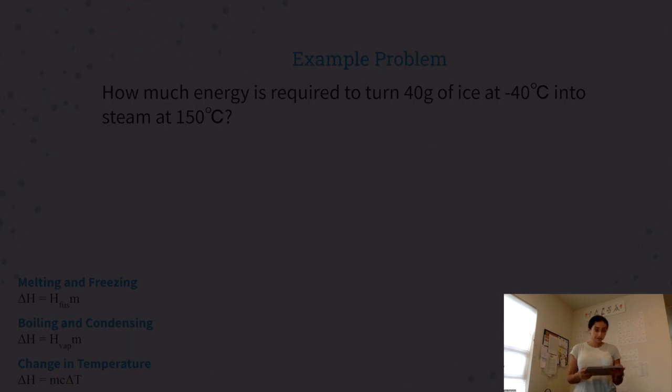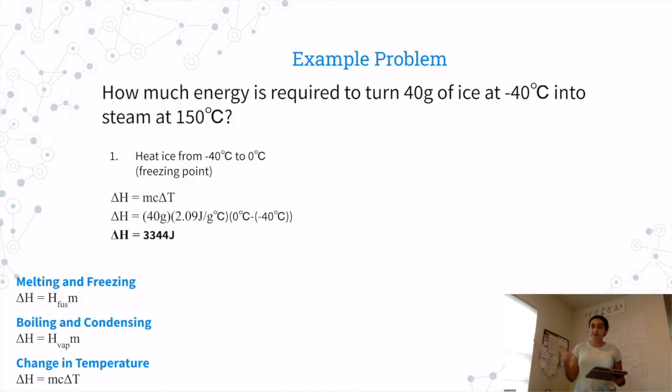Our first step in this problem is that we are going to bring our ice from negative 40 degrees Celsius to 0 degrees Celsius, because that is the freezing point of ice. So we are going to heat the ice, and because we are changing our temperature, we are going to use the change in temperature equation. I've set up that equation, mass times the specific heat capacity of ice, and then our change in temperature, and we are going to get 3,344 joules.